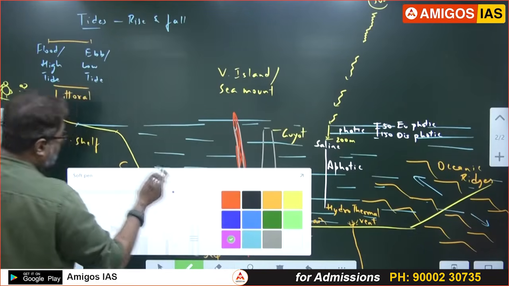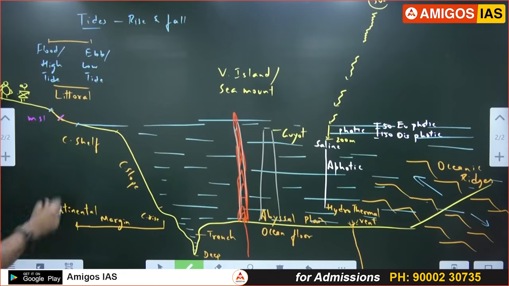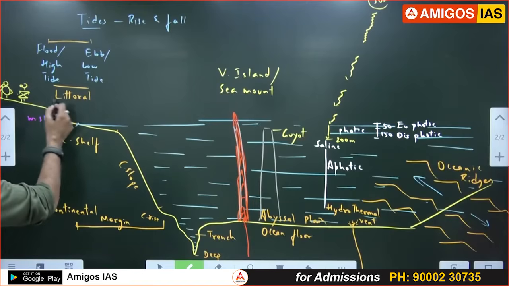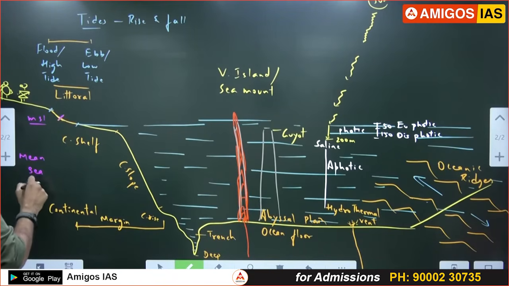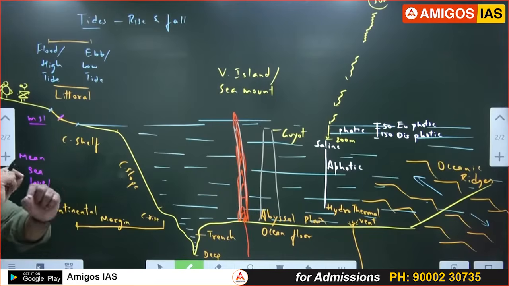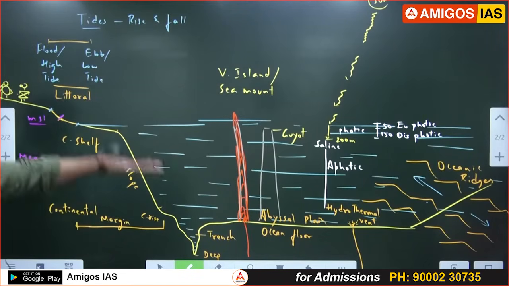All of you notice this, please. The average point between high tide and low tide is called MSL, mean sea level. Now you got it. Mean sea level is the midpoint of the littoral zone. Mean means average. Sea level. So now all of you know, mean sea level is the datum reference for calculating altitude or depth.